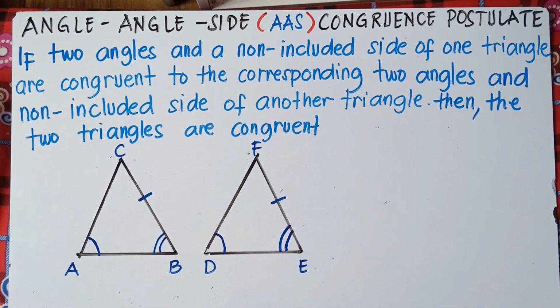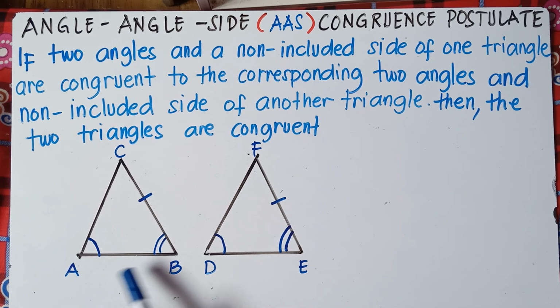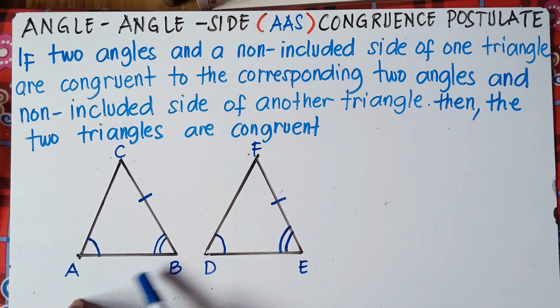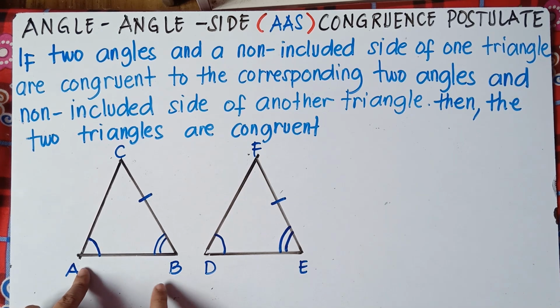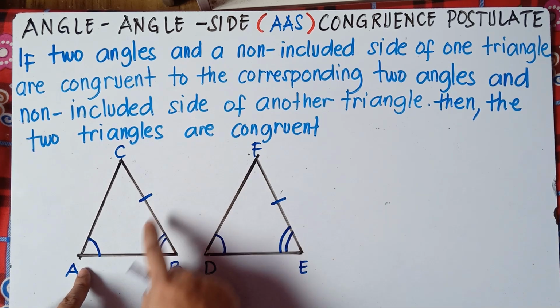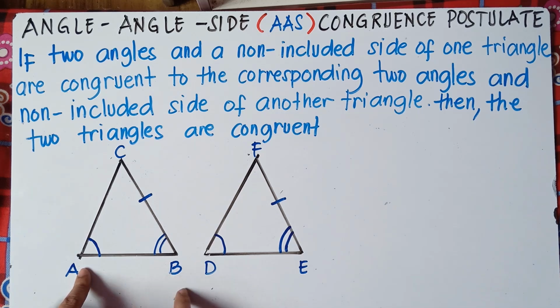So what is angle-angle-side, sir? In AAS, we have a given two angles, in which we have a side which is non-included with these two angles. Therefore, the side is not between these two angles. It is outside these two angles.